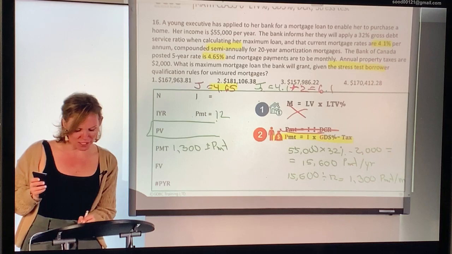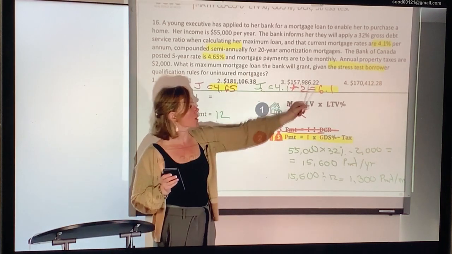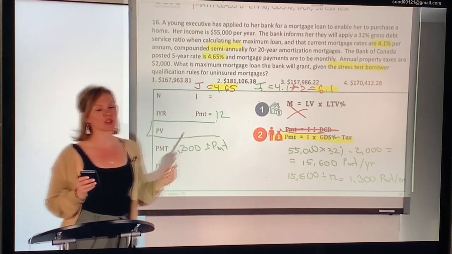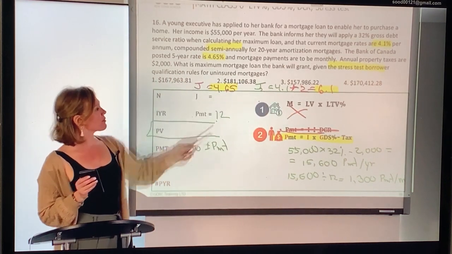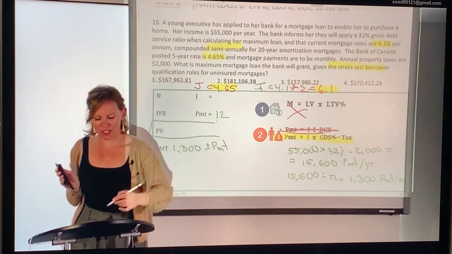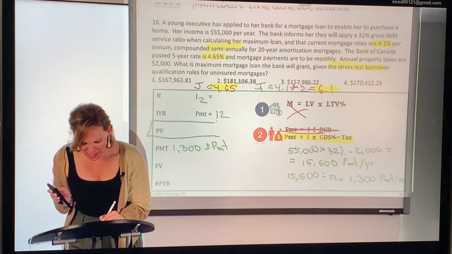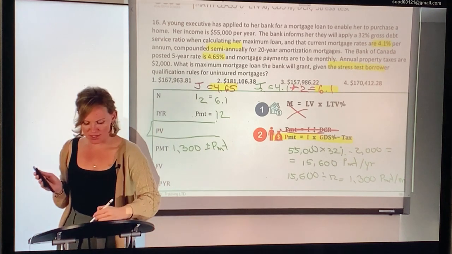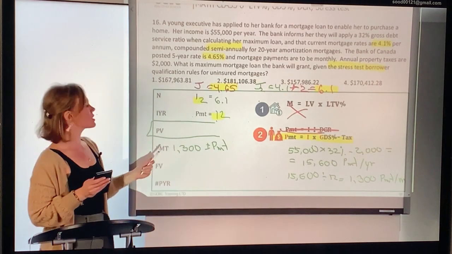Between the Bank of Canada rate and the contract rate plus 2% for the stress test, see which one is the highest one. The one that is the highest is the one that you're going to pre-approve that person for. So definitely 6.5 is beating this one. So what you're going to use in here is that J2, because it's semi-annually, at 6.1. This is what the stress test is all about. You just have to figure out which rate to use in the question, and that's it.